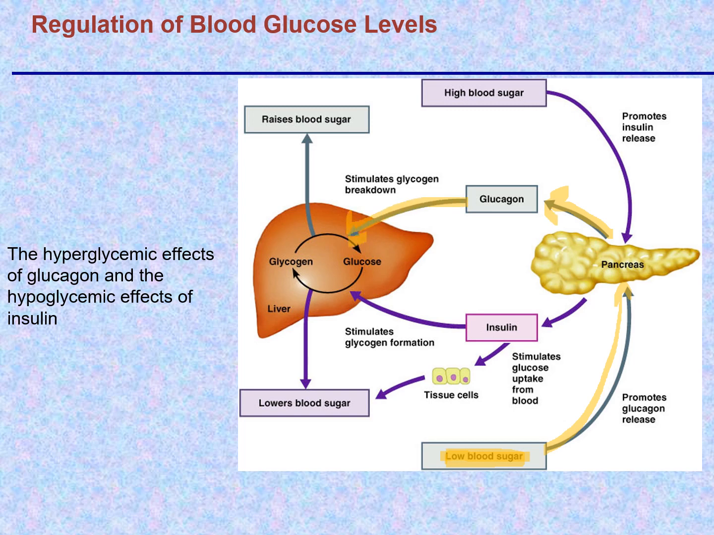Glycogen is in the liver, and the glycogen breaks down to individual glucose molecules, and I don't know why they put the arrow here, but those glucose molecules go out into the bloodstream, thus raising the glucose level in the blood.